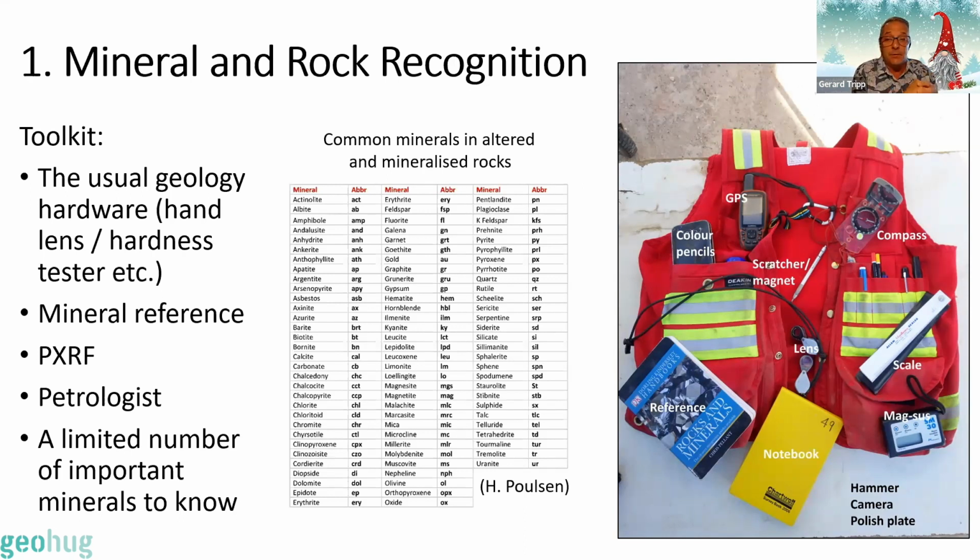And all you need is a set of sharp eyes, a hand lens, some hardness testers. I just emptied my vest on the side there. That's all the stuff I carry around with me. People ask me, why do you carry all that junk around with you? It's because when I get out there, I want to be able to do some tests on the rocks that I'm looking at and be able to answer some questions.